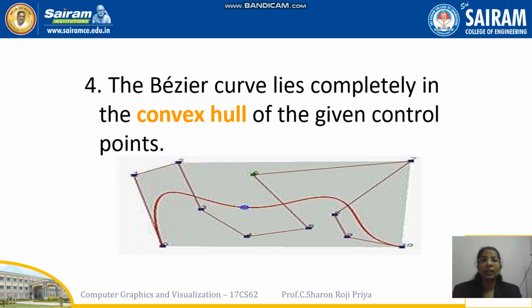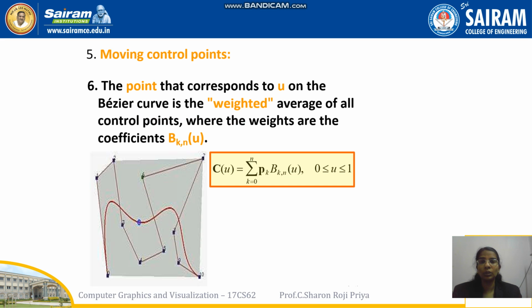Next, the Bezier curve lies completely in the convex hull of the given control points. Convex hull is nothing but the convex polygon boundary. The curve should be within my polygon boundary. Next, I can move my control point.